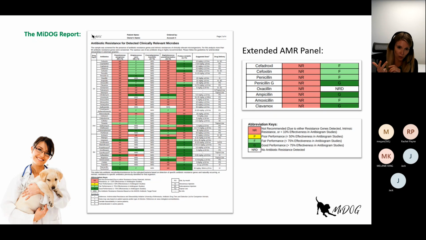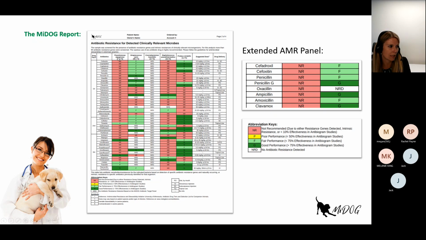If none of those 3 are true, then the microbe would be sensitive. So we would have no resistance detected. Or if antibiogram data is available, we would give you additional guidance in good, fair, and poor performance of the antibiotic. This is kind of similar to the Target app.